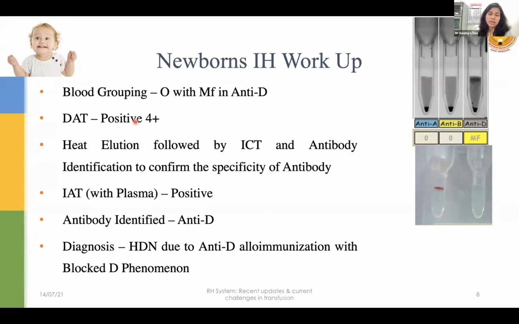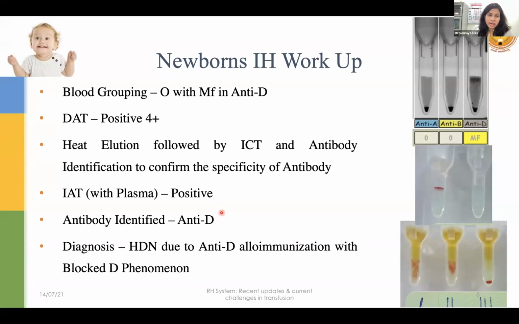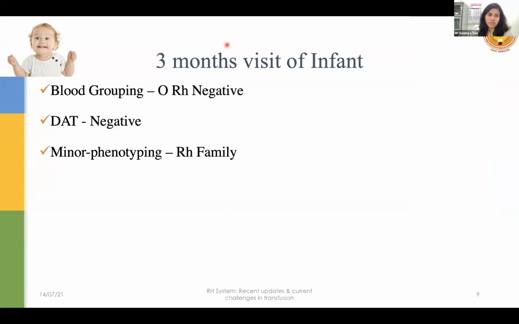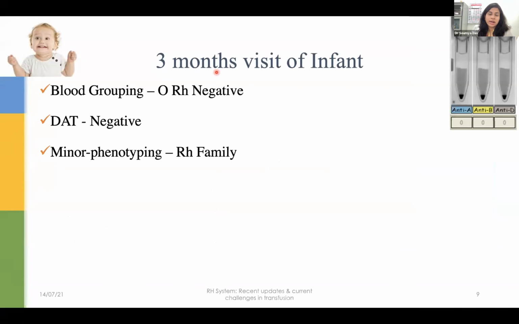Hence, since the DAT was 4+ positive, we came to the initial conclusion that the child has hemolytic disease of the newborn due to anti-D alloimmunization with a blocked D phenomenon. The newborn's final grouping was not given immediately, and we asked for follow-up at a 3 months visit. When we repeated the blood group at the end of 3 months, it was O Rh D negative, and the direct antiglobulin test (DAT) was also negative.